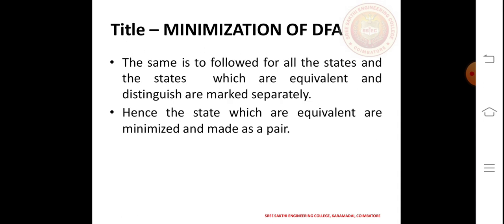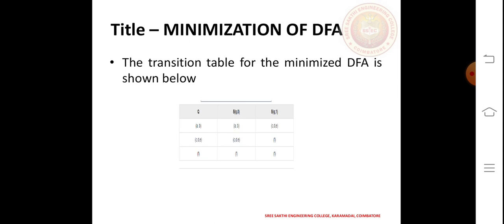This is to be followed for several inputs, like giving 0 as an input, then 1, and 10, 01, 100, for all the pairs. Hence we state that the equivalent states are combined as a pair to form the minimized DFA. For the previously shown example, the transition table for the minimized DFA is shown below. This is how it has been reduced. Here A and B, the two non-accepted states, are paired and taken as a single minimized state.